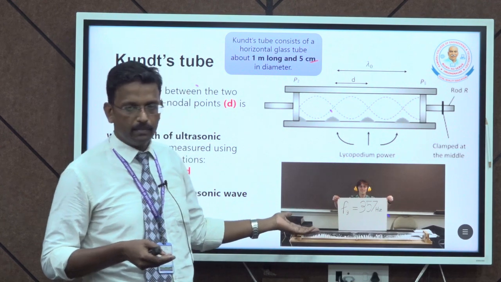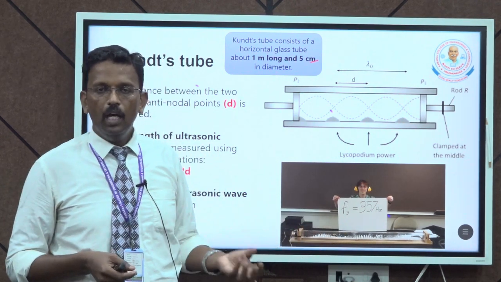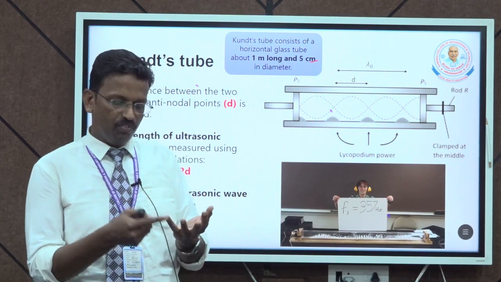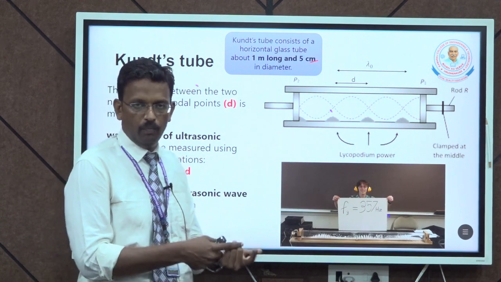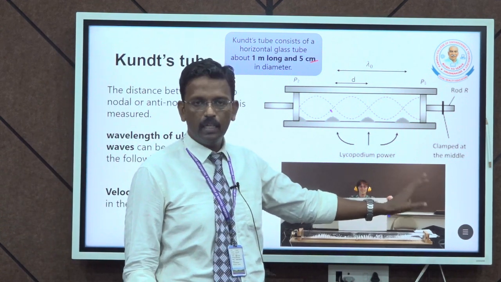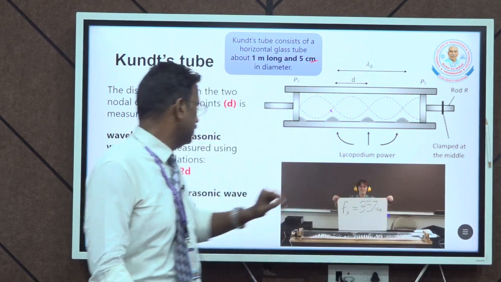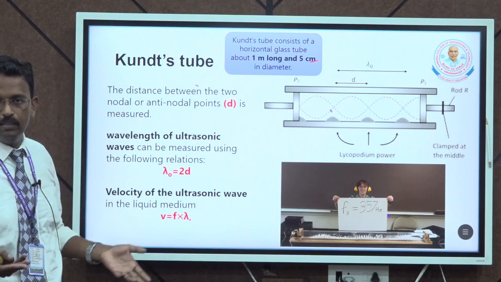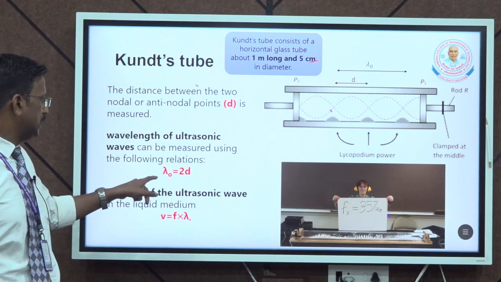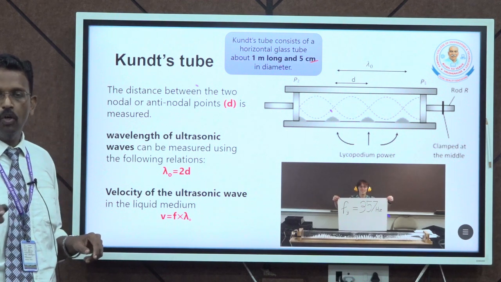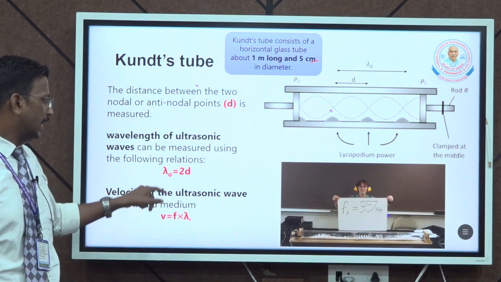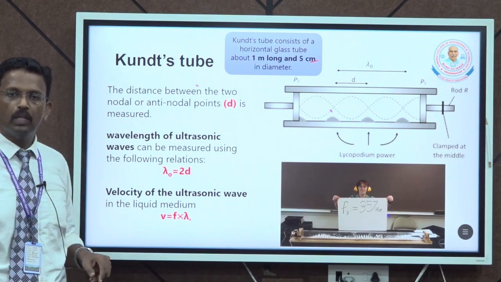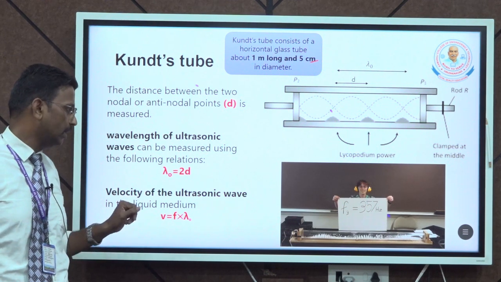That particular experiment simply demonstrates how different types of waves, the simple first harmonic, second harmonic and third harmonic waves, are projected inside the Kundt's tube. From this case we can see that D is the distance between the two nodes, which is related to lambda by the formula lambda naught is equal to 2D, and the velocity of the wave is measured from the formula V is equal to F into lambda.